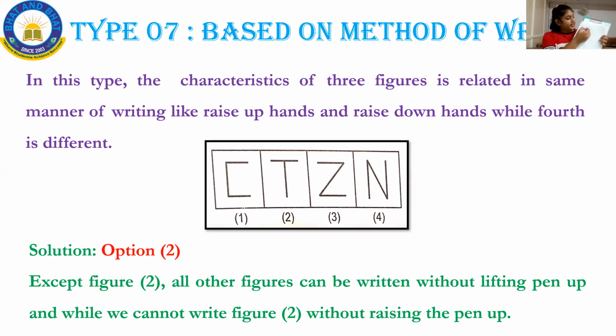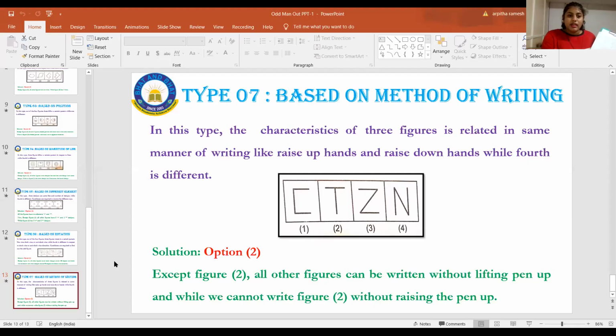See here, I'll write C, what they have given. There is no lifting. For T, I have to write one line, and I have to lift up to put that. Z also I can write like this. N also I can write without lifting the pen up. This is how we have to solve based on method of writing. So which one is your answer? It is very interesting. Check your hand movement. Draw it in your books and check that.